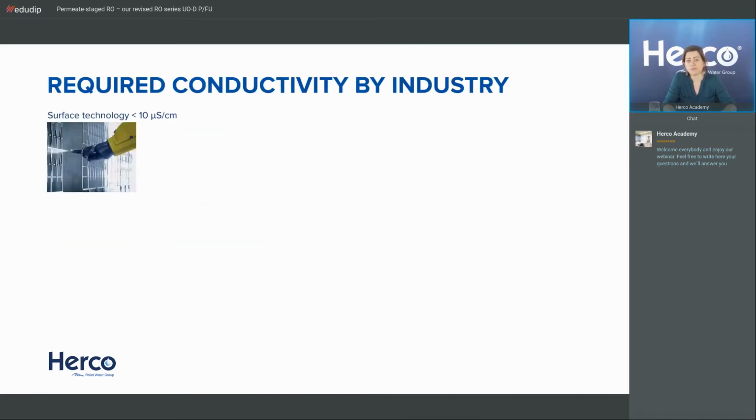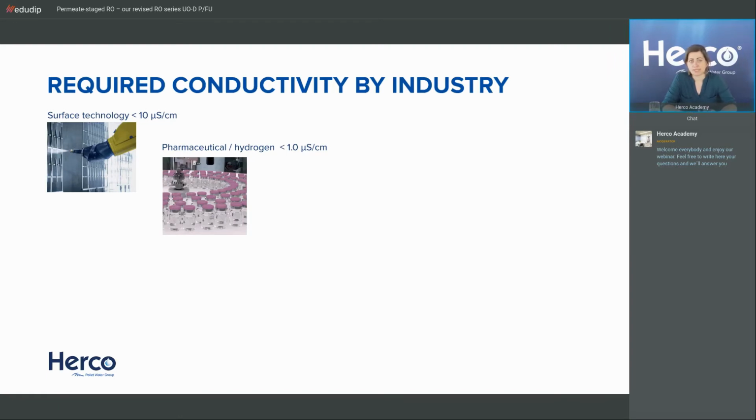So if we look at different industries, in many industries, you need very normal, like 20 microsiemens per centimeter typical values. Surface technology used to be also more or less 20 microsiemens per centimeter for a lot of the, let's say, rinsing water. Nowadays, lots of clients specify that they need less than 10 microsiemens per centimeter. And this is already in between the stages. So very often you might have a single stage RO installed. And maybe now, if you need less than 10 microsiemens per centimeter, you need to think about a double stage or permeate stage RO.